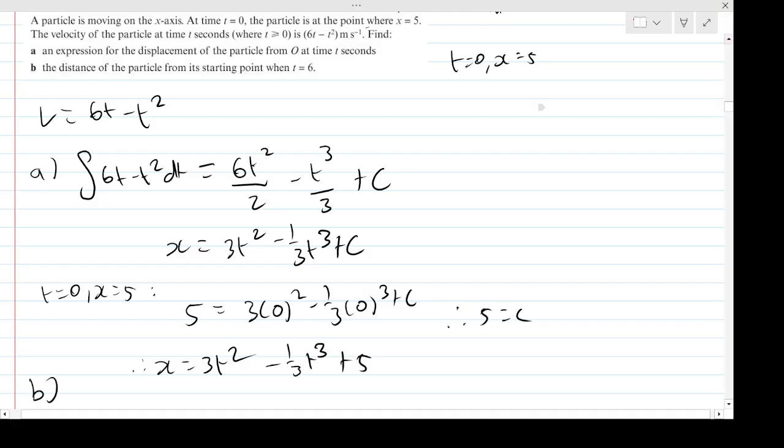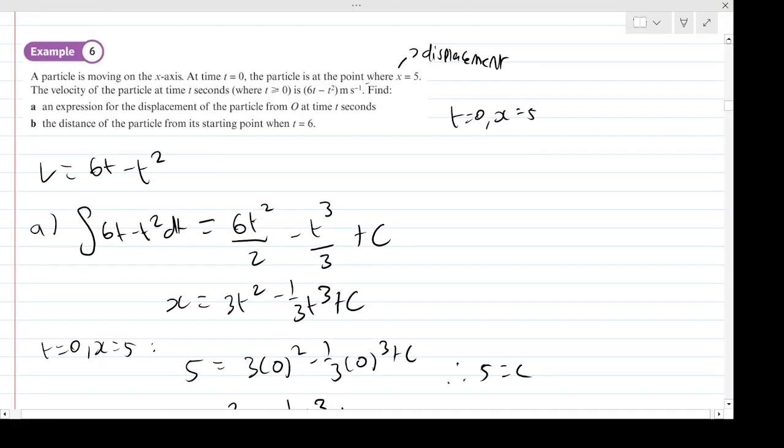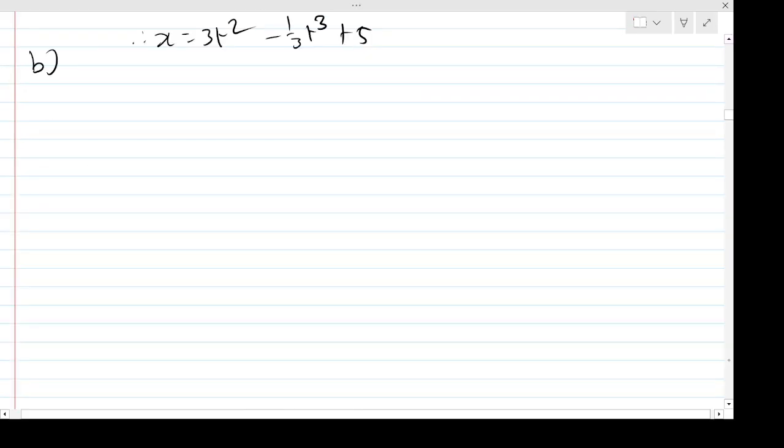Then in part B, it wants me to find the distance of the particle from its starting point when t is 6. So we can also consider the distance apart an object moves. How are we going to approach this? Firstly, you might be thinking, well, I've got my displacement formula. Let's sub in t is 6.